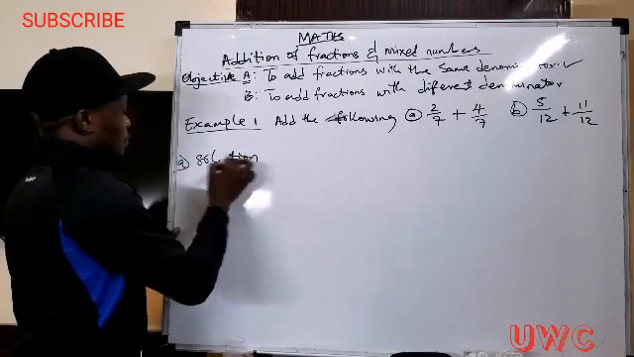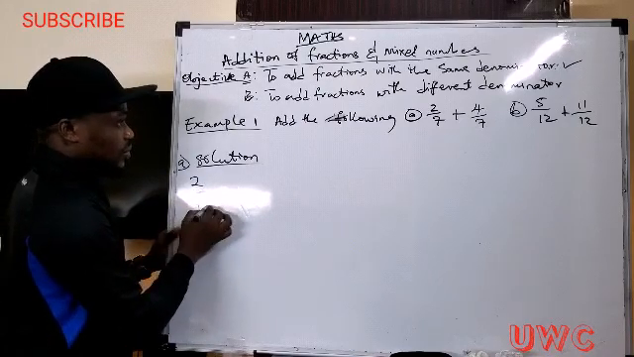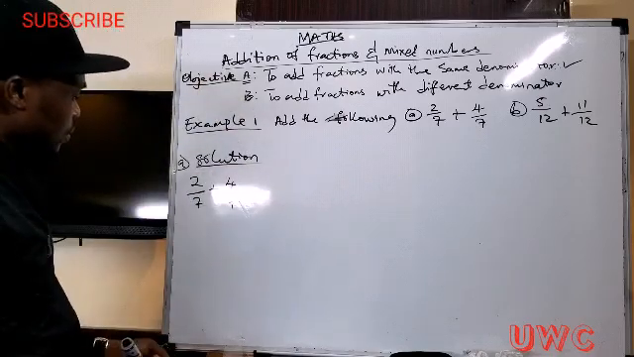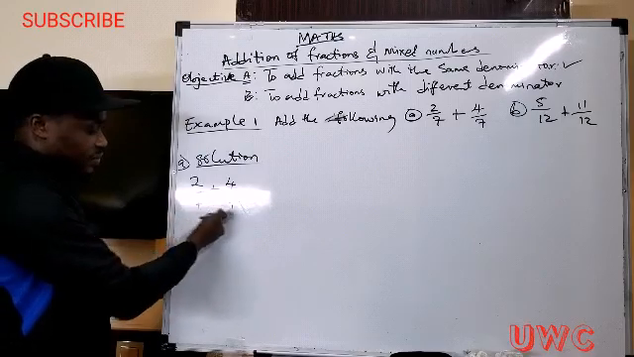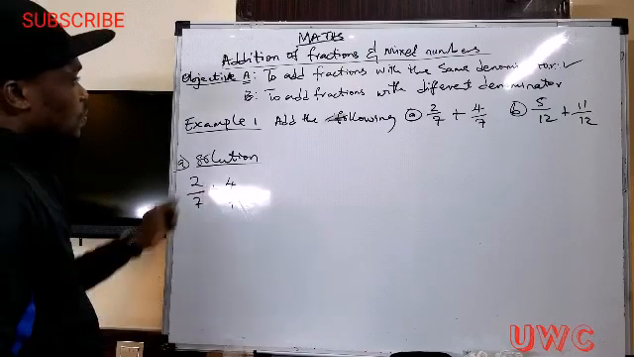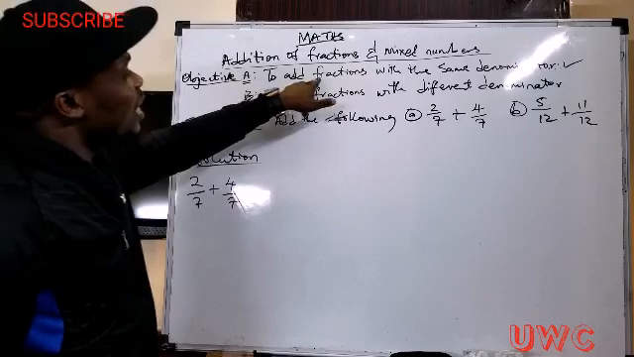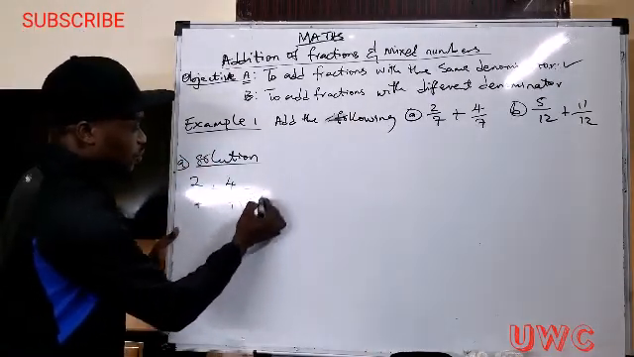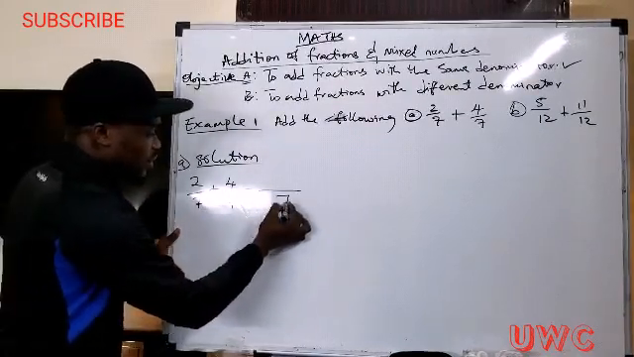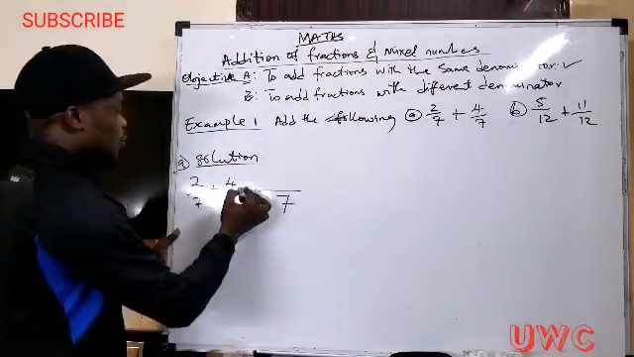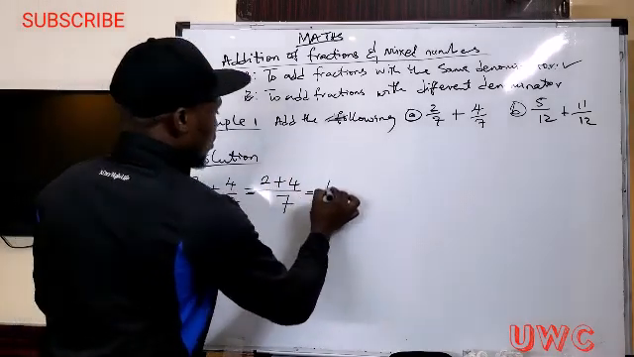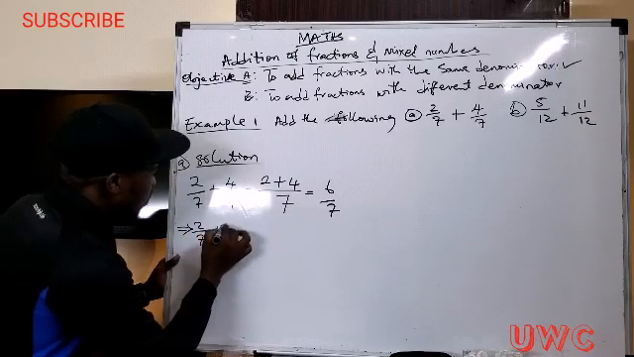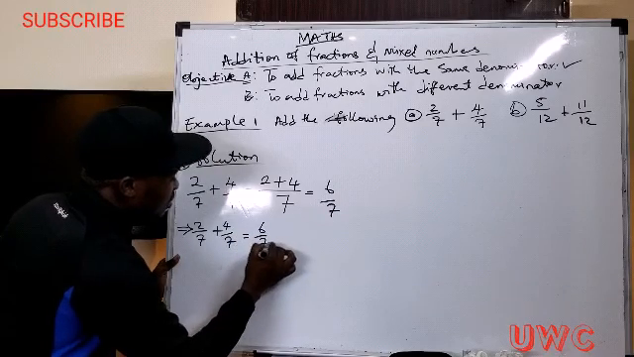Solution. 2/7 plus 4/7. So, in this fraction, you find out that the denominators are the same, but the numerators are different. So, the one that we are solving is how to add fractions with the same denominators, but different numerators. For you to get it correct, you take the common denominator, that is 7. Their LCM is 7. And you add them up, that is 2 plus 4, to give us 6/7. This now implies that 2/7 plus 4/7 is equal to 6/7. That is our answer.